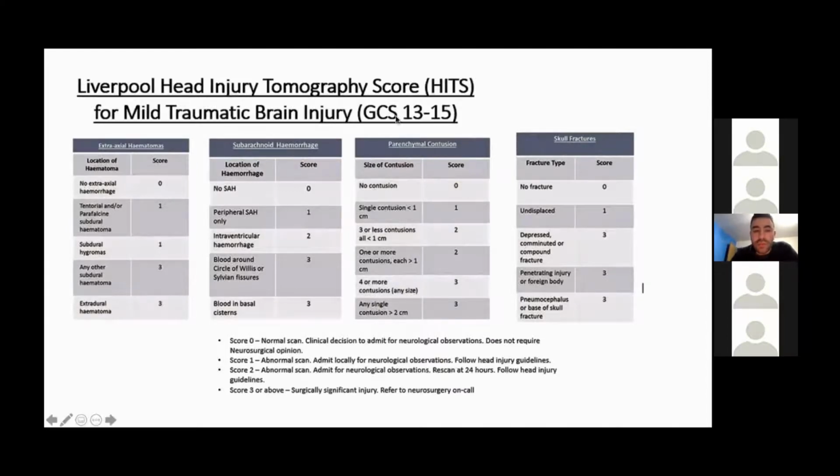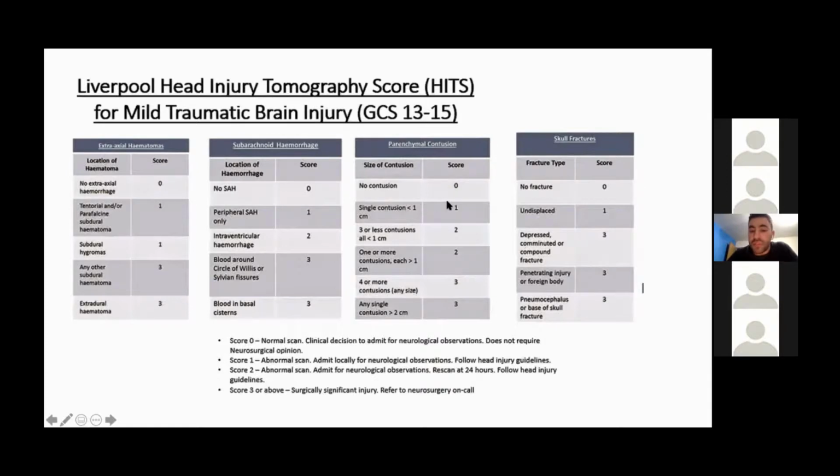If you look at some of the lower scores, for example a score of 1: if a patient has a tentorial or parafalcine subdural hematoma, a small subdural hematoma that's not causing any mass effect, then this patient scores 1. So the abnormal scan, but it says here, admit locally for neurological observations and follow NICE head injury guidelines. Another score 1 is after head injury, if you just get a small amount of subarachnoid hemorrhage, and it's just peripheral rather than central, deep inside the basal cisterns. Again, that can be minor, and the patient can just be admitted for neurological observations.